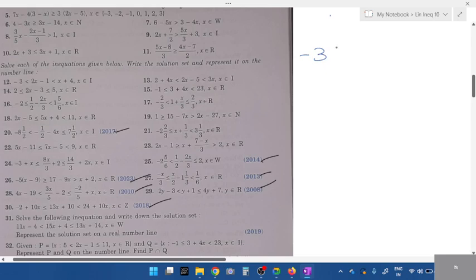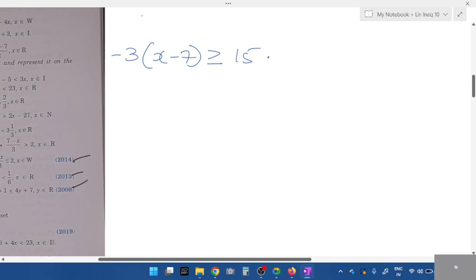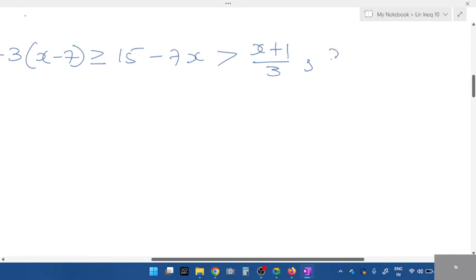Represent, try this question. Minus 3 x minus 7 greater than equal to 15 minus 7x greater than x plus 1 divided by 3. X belongs to real number. I'll teach all real number question. And this is 2016, right? ICSE 2016 board paper question.